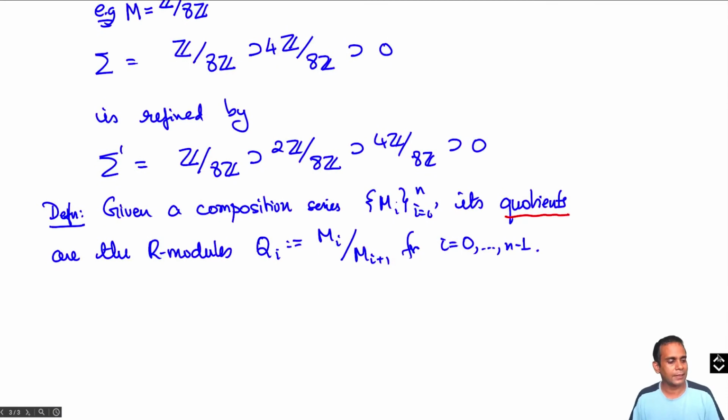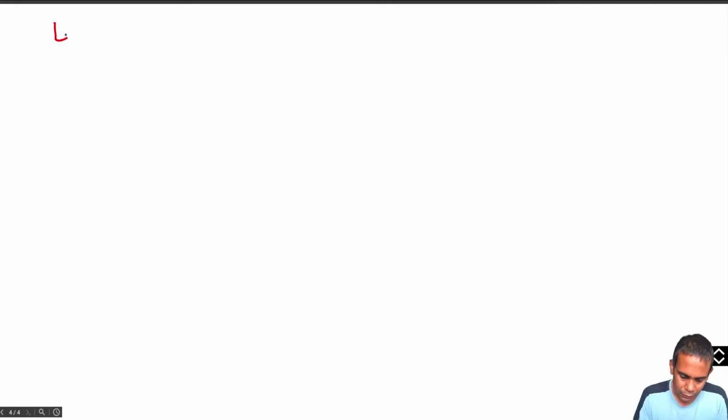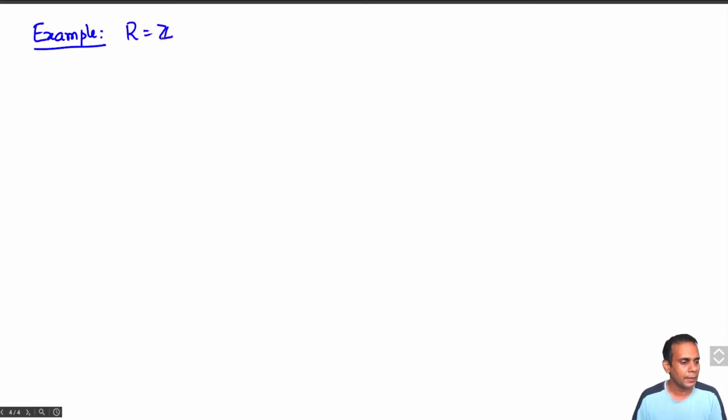Okay, so let's just study all these concepts using an example. Take R to be Z. So we're just talking about abelian groups, and let's look at M equals Z mod 12Z. So this is an R module. In order to write down the composition series for M, we will first find it helpful to write down all the submodules of M. So let's first list all the submodules of M.